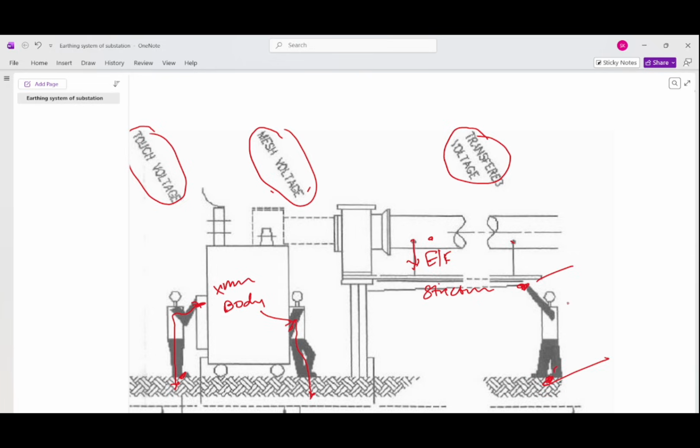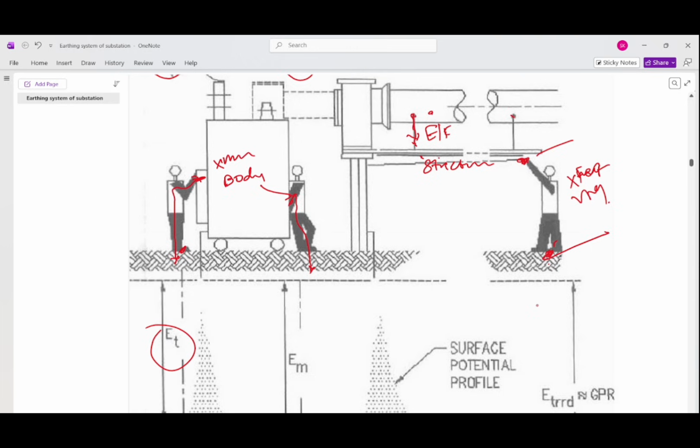This will be a transfer voltage, we can say transfer voltage. So the equipment is having an earth fault, and this current will flow to the metallic structure, and this metallic structure will get in touch with the human body, and the human is touching the metallic structure, and the other foot is touching the ground. So this will also create a transfer voltage.